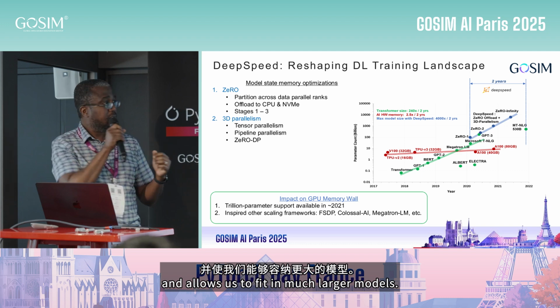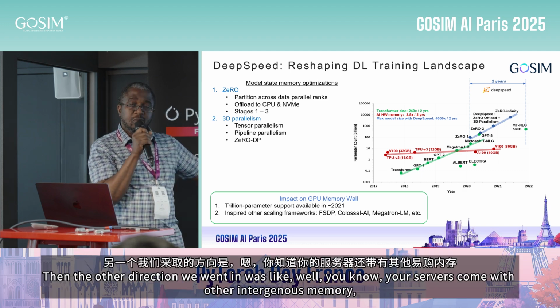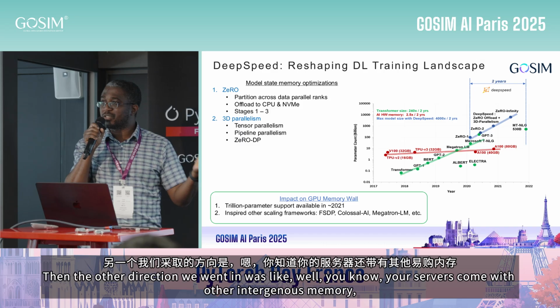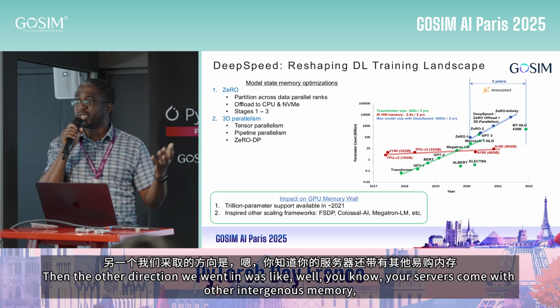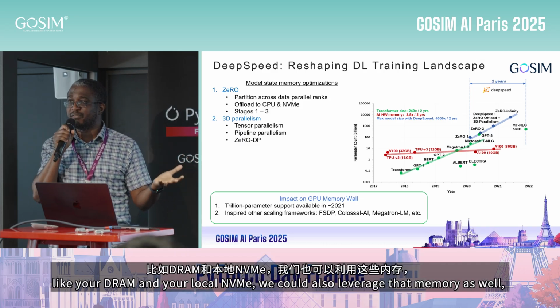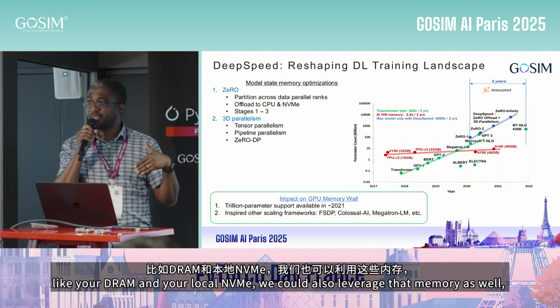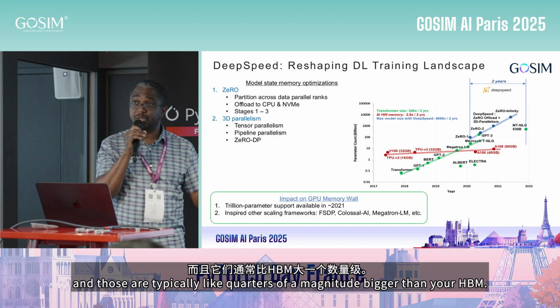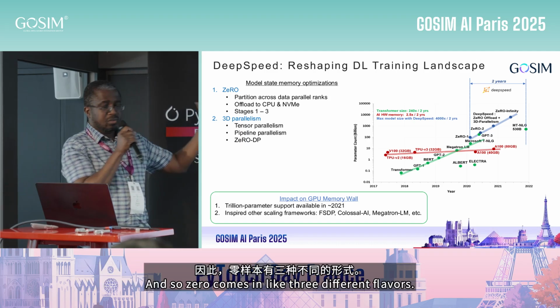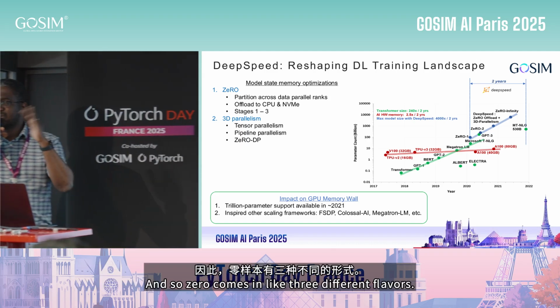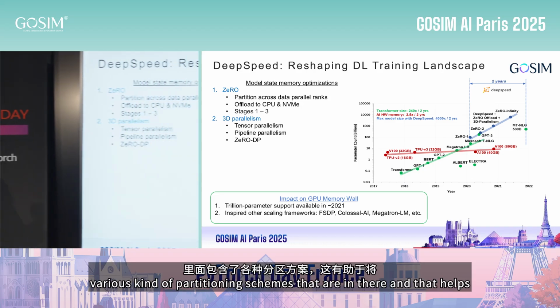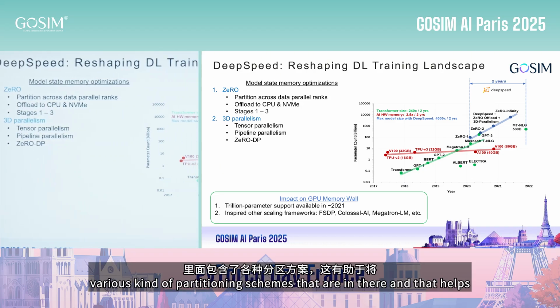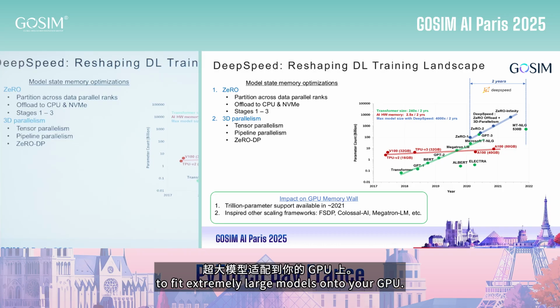and allows us to fit in much larger models. Then the other direction we went in was, well, your servers come with other heterogeneous memory like your DRAM and your local NVMe. We could also leverage that memory as well, and those are typically orders of magnitude bigger than your HBM. And so ZeRO comes in 3 different flavors, for the various partitioning schemes that are in there. And that helps to fit extremely large models onto your GPU.